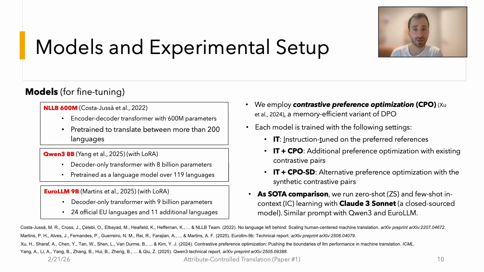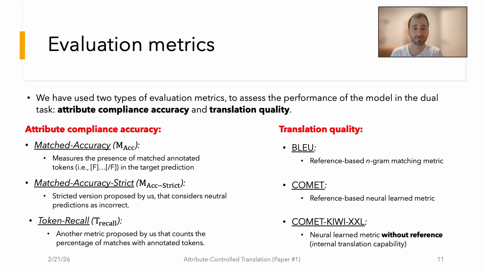Models are trained using contrastive preference optimization, a memory-efficient variant of DPO. And as baselines, we compare it to an instruction-tuned model, which uses only the preferred references, and a CPO baseline, that does not use the synthetic data. We also compare our approach to zero-shot and few-shot in-context learning of Claude 3 Sonnet.